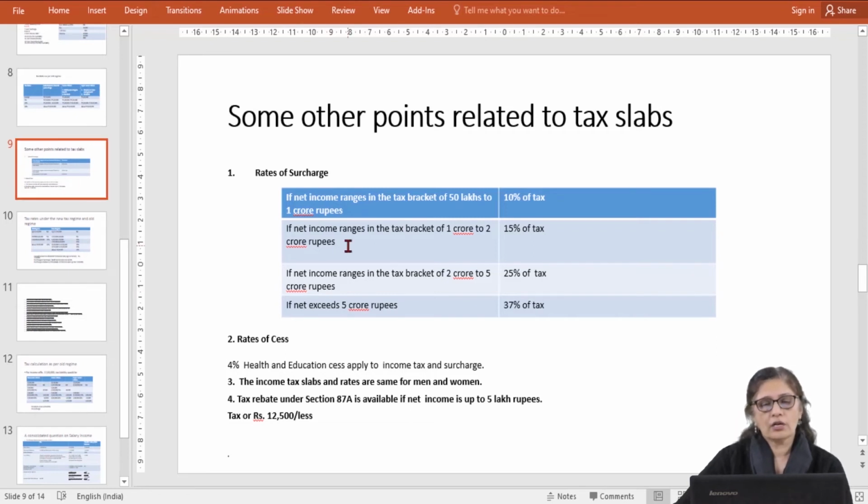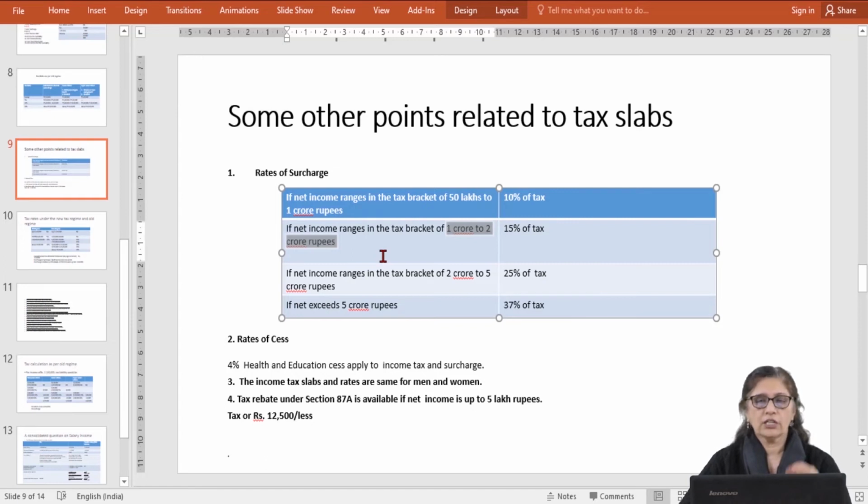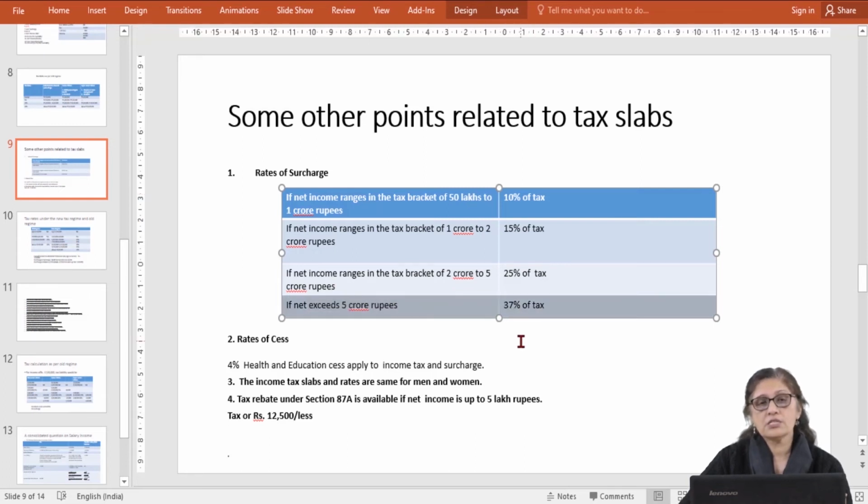So when is surcharge applicable? If net income falls in the tax bracket of 50 lakhs to 1 crore rupees, surcharge is 10% of tax. From 1 to 2 crores, surcharge is 15% of tax. Net income from 2 to 5 crores, 25%. And if net income exceeds 5 crores, surcharge is 37% of tax. And after adding this surcharge, we add another 4% as health and education cess.